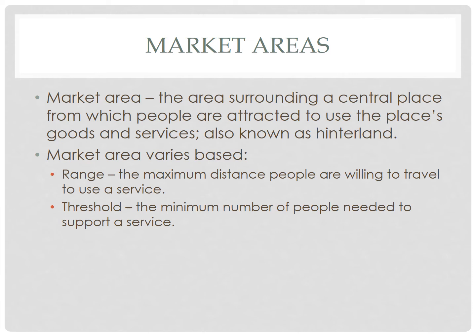On the other side, we have threshold. Threshold is the minimum number of people needed to support a service. Again, just like with range, we have high threshold services and low threshold services. A high threshold means you need a lot of people in order to make a profit, for example, professional sports. On the other side, we've got low threshold. You don't need a lot of people.